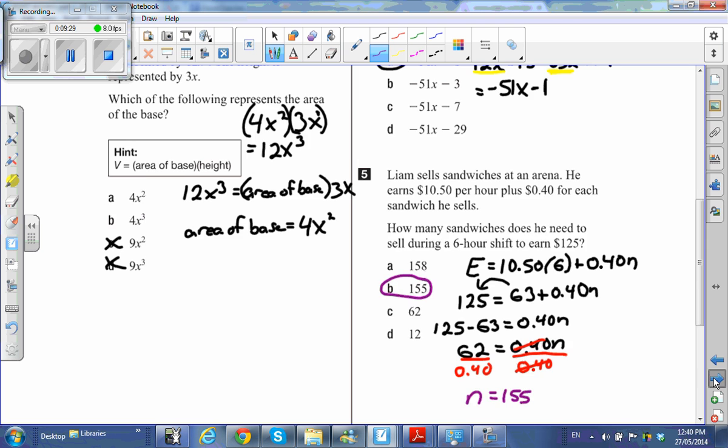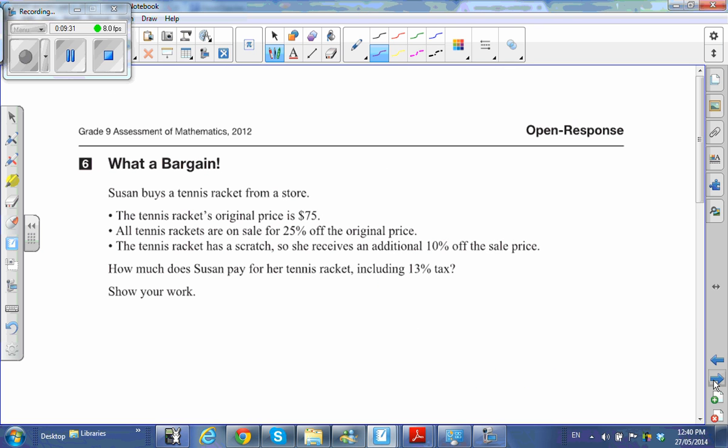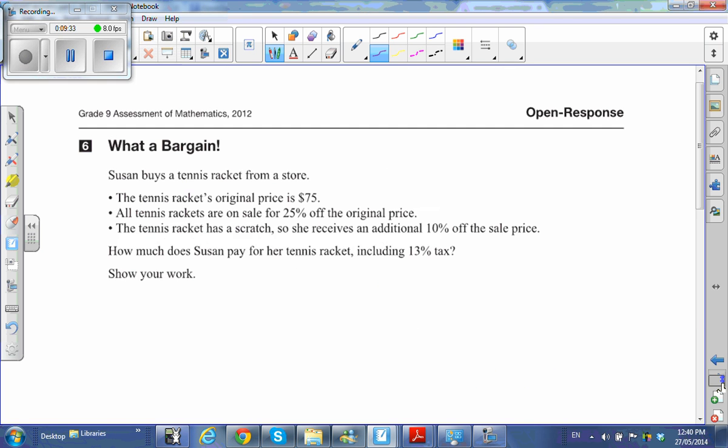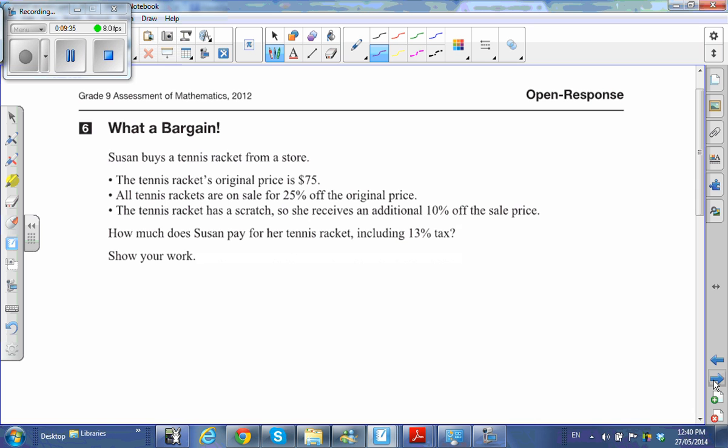Okay, turning the page. So here's an open response dealing with percents. Remember we had one with the golf clubs before. So tennis racket this time. Mind you, the golf club one was a little trickier because we're trying to figure out how much it would have to be on sale for if we only had I think it was $450 to spend. So this one, a tennis racket, original price is $75. They're on sale for 25% off, and then there's an additional 10% off the sale price.